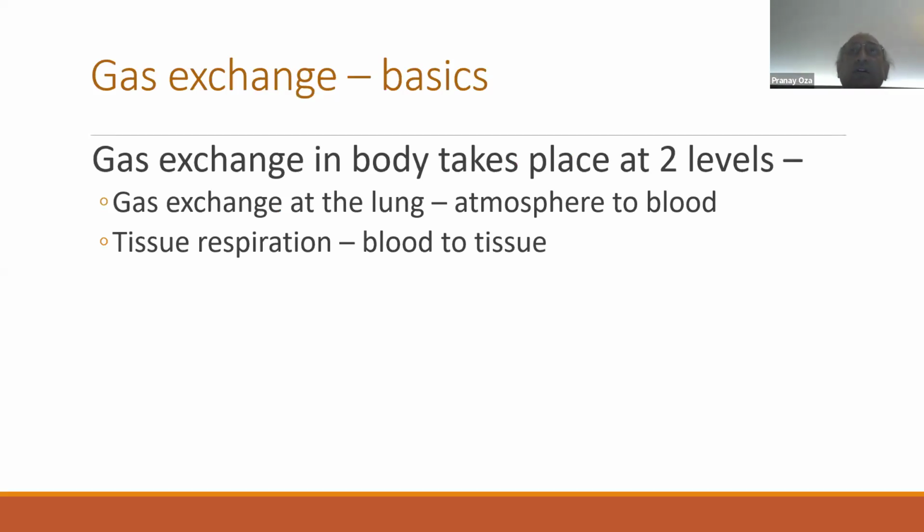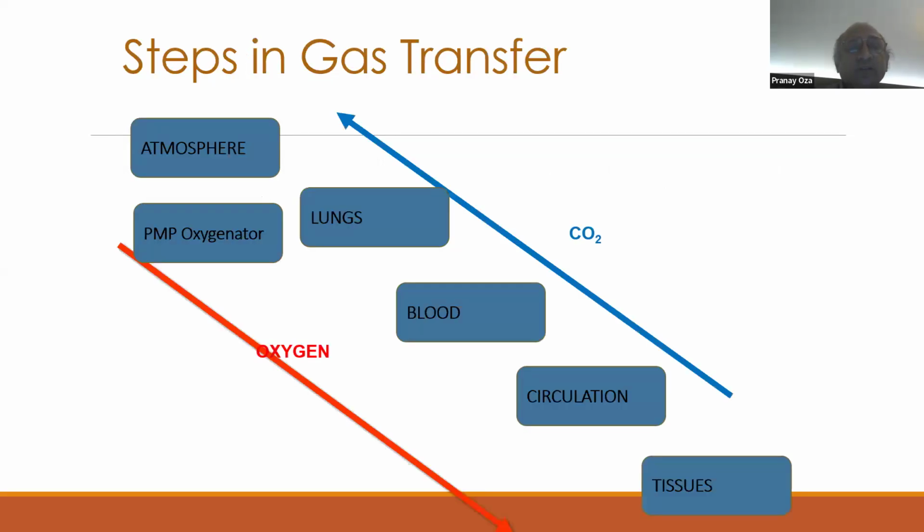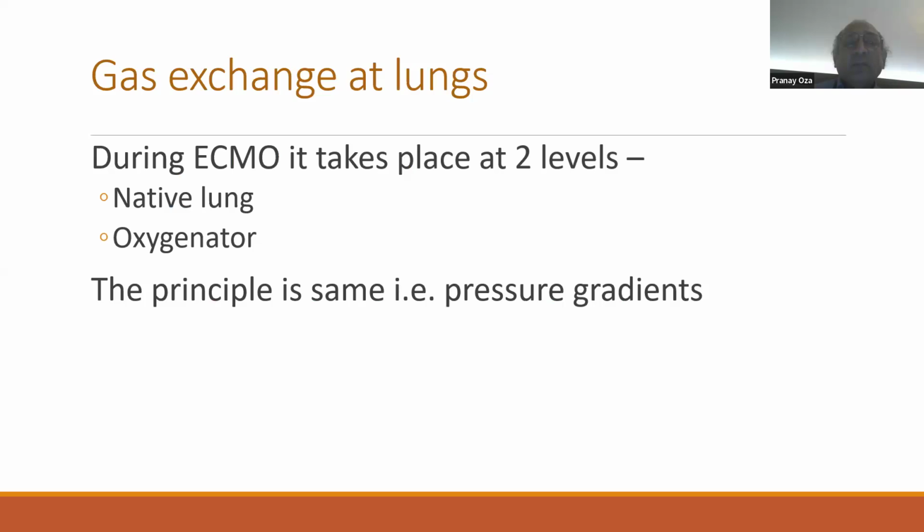The next and last part is the gas exchange that takes place. When the patient is on ECMO, the gas exchange takes place at two levels: one at the lungs from the atmosphere, that is the native lung, and second at the tissue respiration. So always, gas exchange takes place in the body in two parts. In atmospheric gas exchange, the native lungs take care of it. While the patient is on ECMO, the oxygenator also takes part in the gas exchange. The principle remains the same: it is diffusion with a pressure gradient.